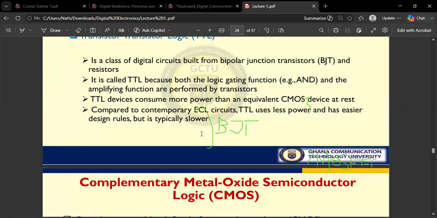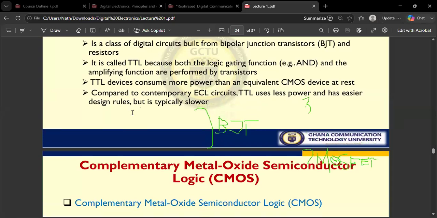And then one disadvantage of TTLs is that it consumes more power than the CMOS, right? Like I said. And when compared to the other logic families, the ECLs and the others, it uses less power and has easier design rules, but it's typically slower.